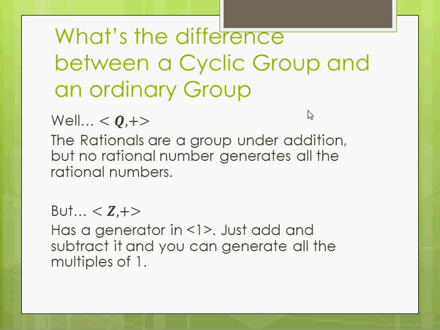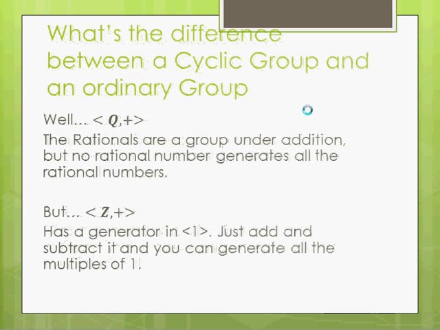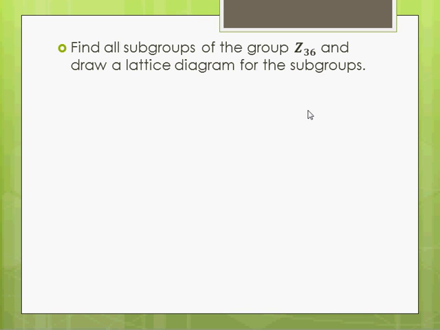By the way, that's the only infinite cyclic group. It's got to be isomorphic to the integers under addition. It's kind of interesting, only one case of the infinite cyclic group. Okay, now we've got another problem. Find all the subgroups of the group Z36, and all the cyclic subgroups, and draw a lattice diagram for those subgroups.